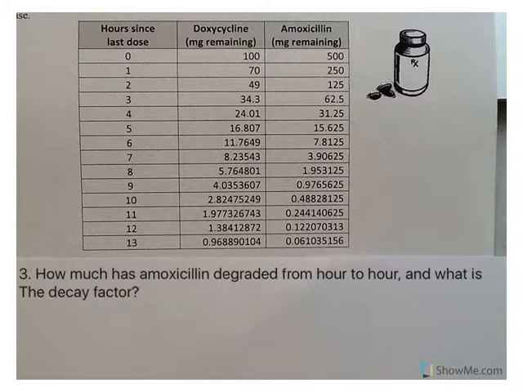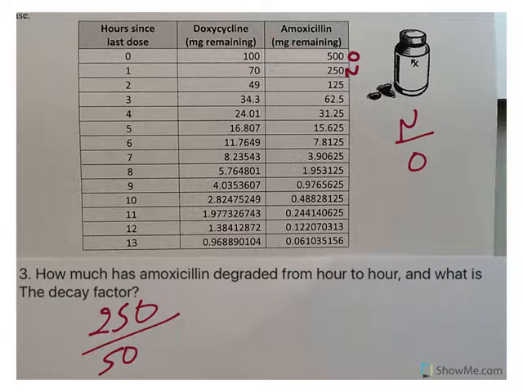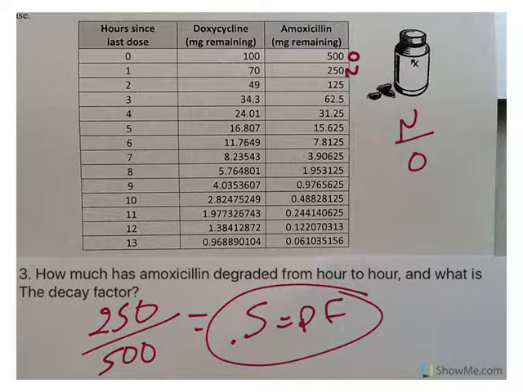Okay, now, how much has amoxicillin degraded from hour to hour? What's the decay factor? Well, decay factor, remember, can be found by new divided by old. So here's new, here's old. So 250 over 500 gives me 0.5. So this is my decay factor. And my decay factor and the amount it degrades together have to be 1. So it degrades 50%, and that leaves me with the decay factor of 0.5.